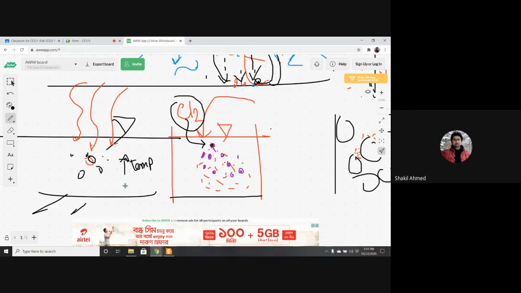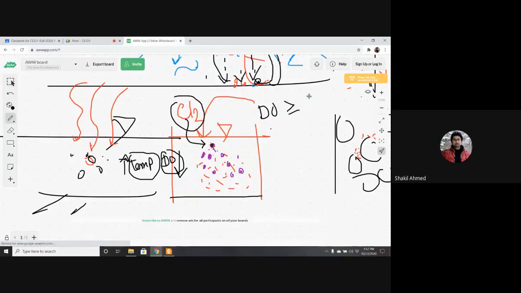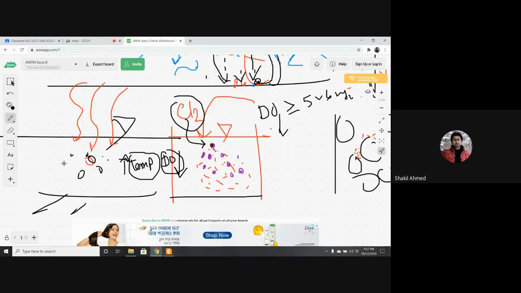Now, a property of water is this: if temperature increases, then the dissolved oxygen carrying capacity of the water decreases. Now tell me, we need dissolved oxygen at least 4 to 5, for a healthy 5 to 6 milligram per liter. Now, if it gets decreased due to high temperature, then it is a problem. The fish will die out. Are you following me? Yes, sir.